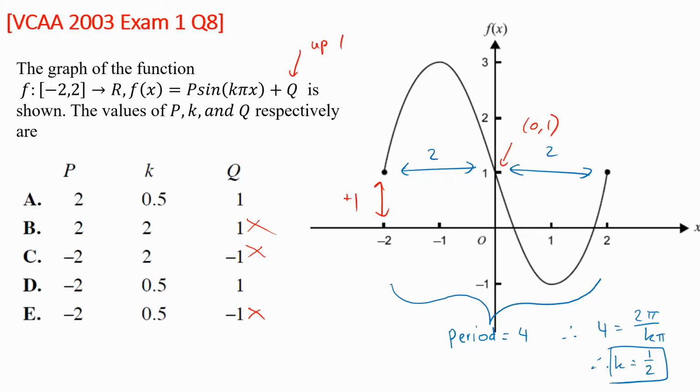I told you the period of a sine graph is normally 2 pi divided by n. Our n value is currently k pi, which is why I've solved it over here. 2 pi divided by n, the pi's cancel out, and if you switch the k and the 4, k equals half. That's why I knew these two are wrong. So now you're left with A and D, and this is why I said it's up to you now.